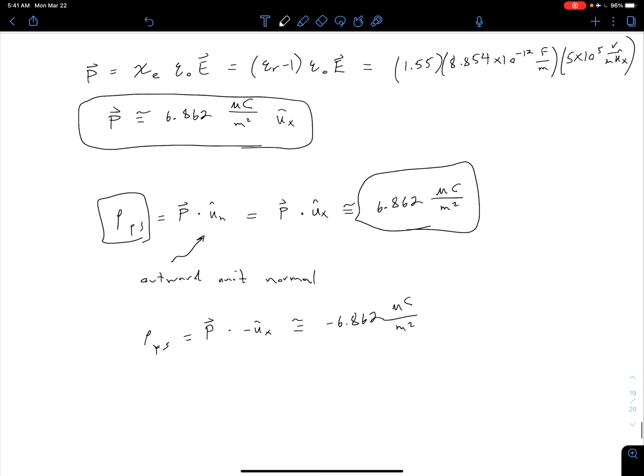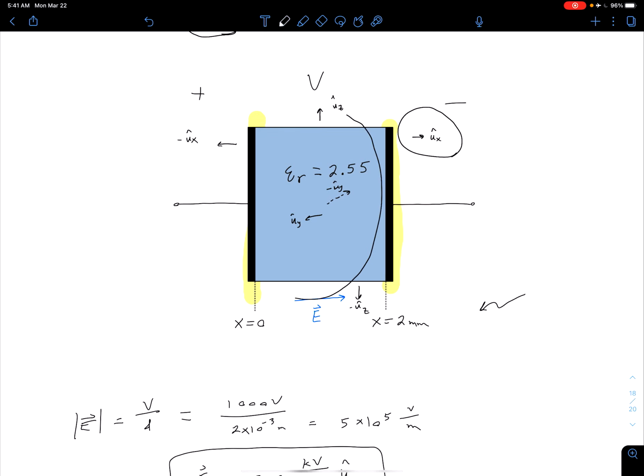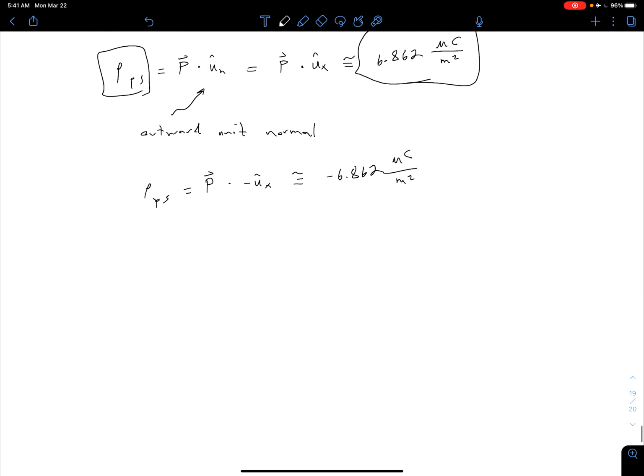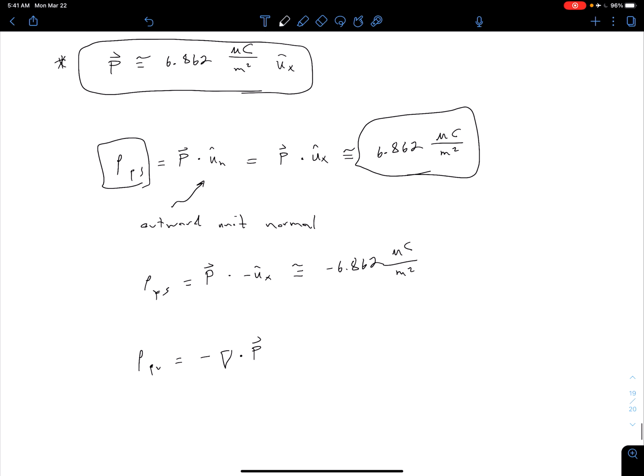Something we weren't asked about, but I want to talk about briefly, is our bound volume charge density. How much bound volume charge density due to polarization do we have in the volume of our dielectric? We can do that from our basic equation: our bound volume charge density is equal to negative divergence of our polarization. Because our polarization here has no spatial dependence, when we plug into the divergence equation, this is just going to be 0.